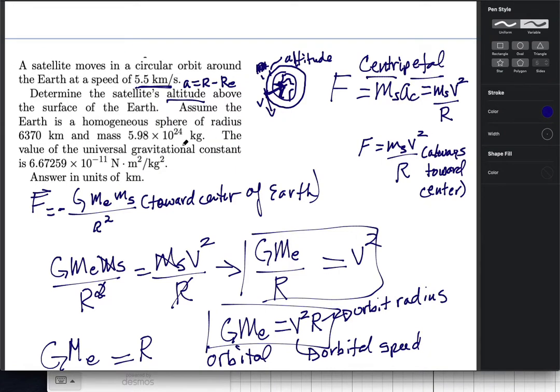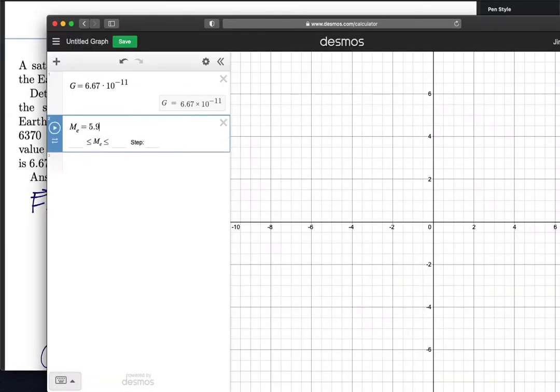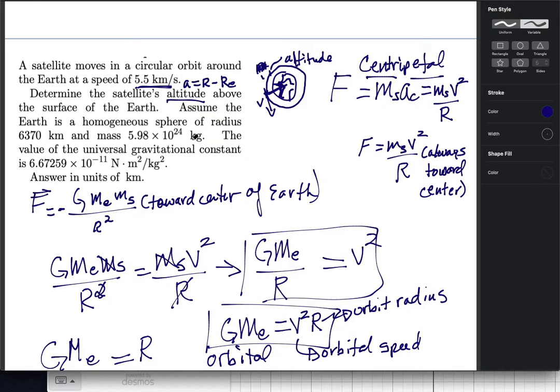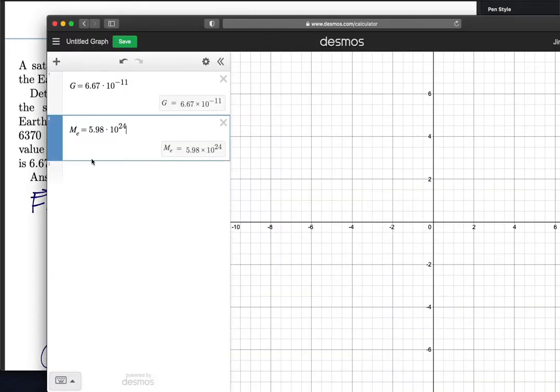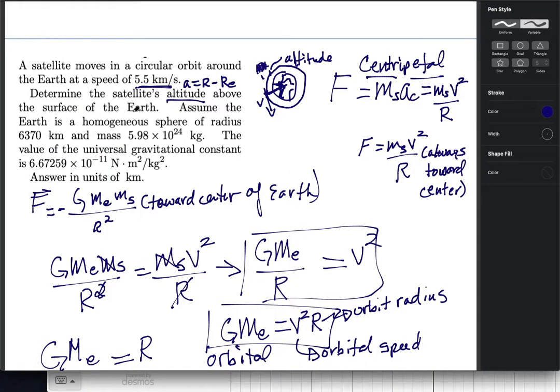5.98 times 10 to the 24th. So 5.98 times, I misspelled times, 10 to the 24th. Confirm that. Yep. So there's big G and big M. And then they also told us the radius of the Earth in kilometers, which we need to fix, and the speed in kilometers per second, which we need to fix.